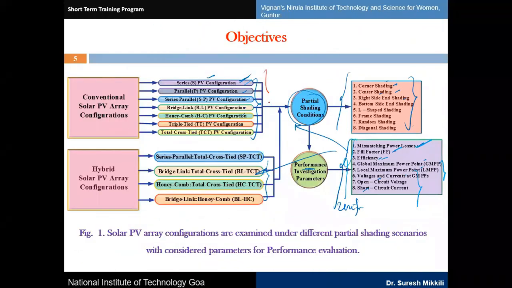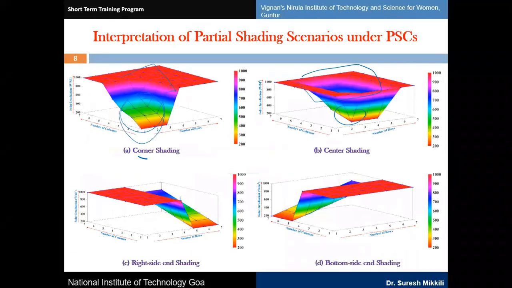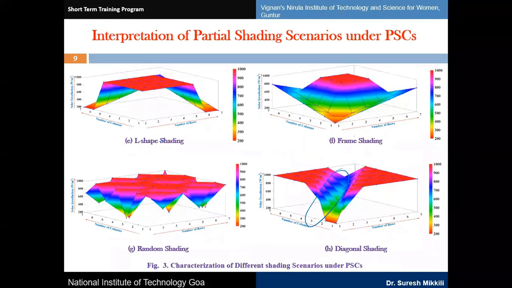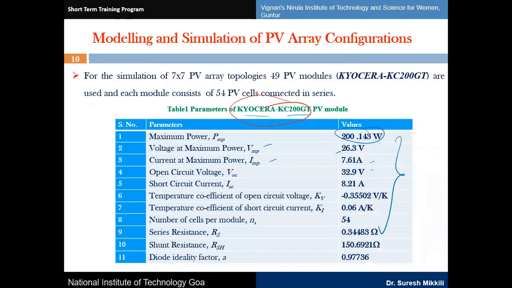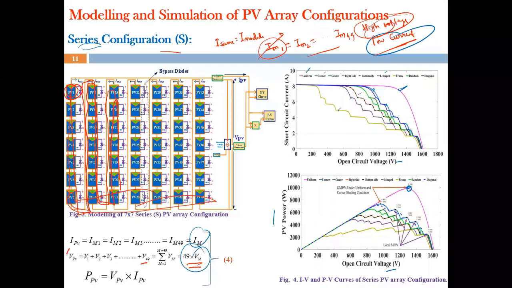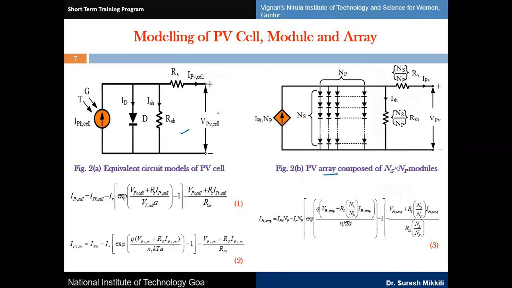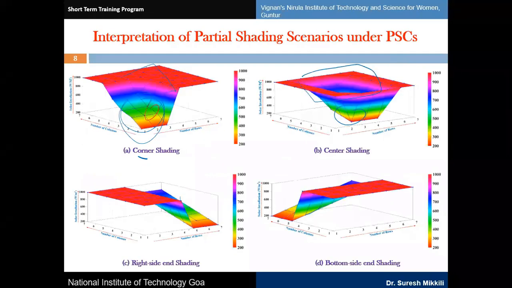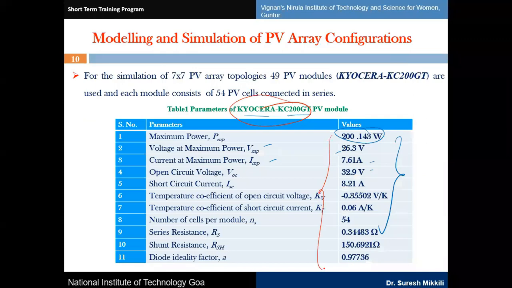Different configurations are there: series, parallel, series-parallel, TCT, bridge link, and for each you can calculate these parameters under different shading conditions. So we have seen different shading conditions. After that we selected this particular module. The power ratings and voltage ratings and resistances are like this, because we need to finalize R shunt, R series, how much current, how much PV voltage. If I select this module, these values will be there.